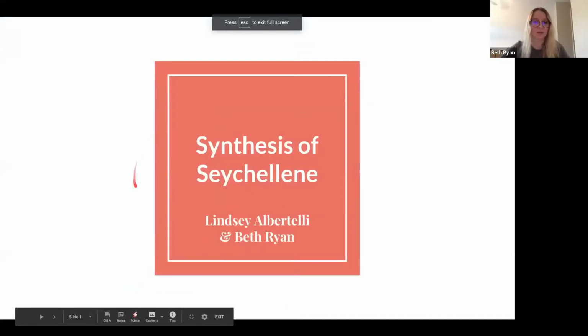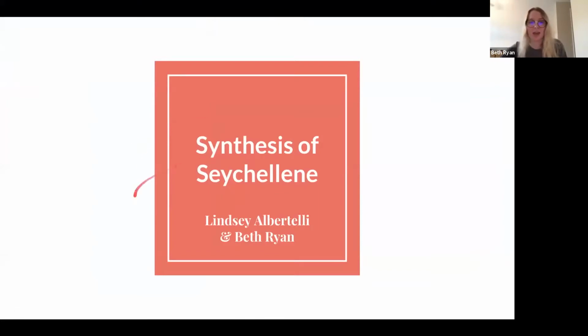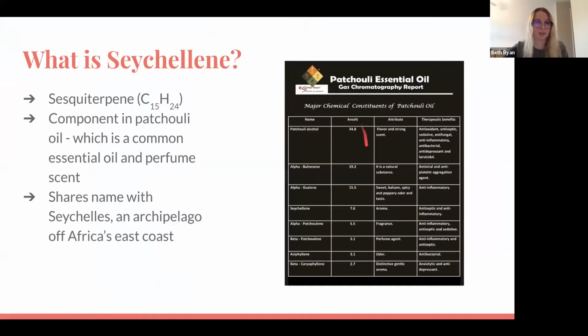All right, so back to smelling things. We have Seychellene, and it is a sesquiterpene, like Scott was mentioning. So they usually have the formula C15H24, and it is a component in patchouli oil, which is a common essential oil and perfume scent. So this is just like a gas chromatography report of patchouli oil, like what they have in it. And then there's Seychellene, and it is responsible just for the aroma, so I bet it smells pretty good. And it's also an antiseptic, so that's interesting.